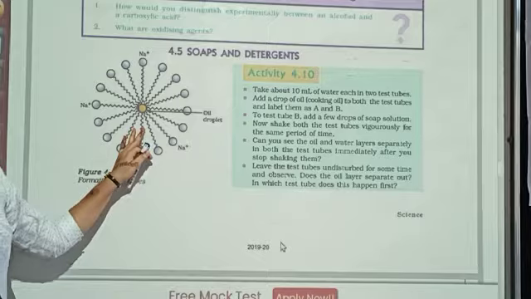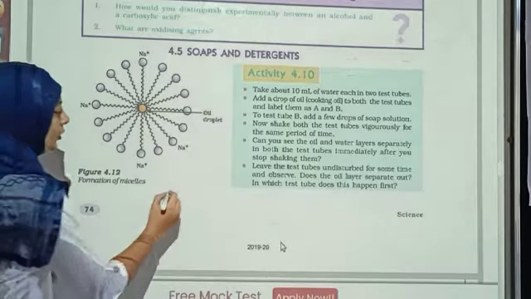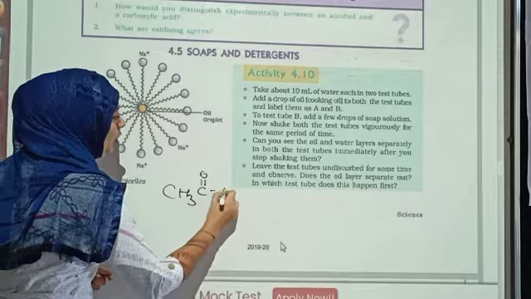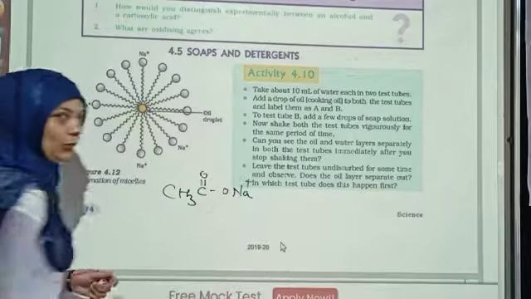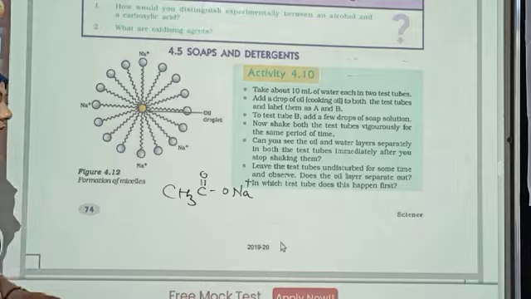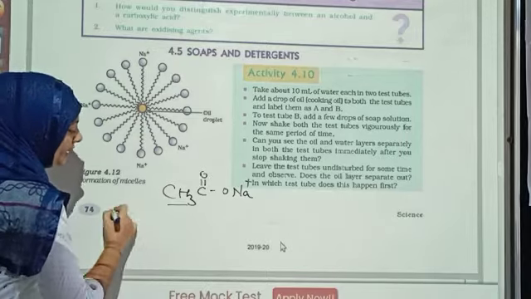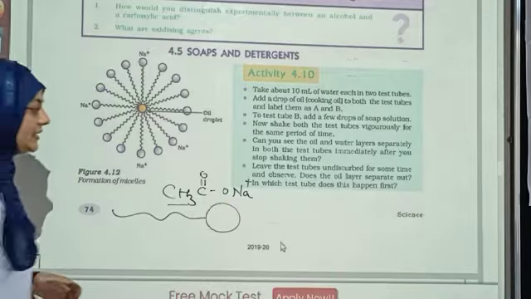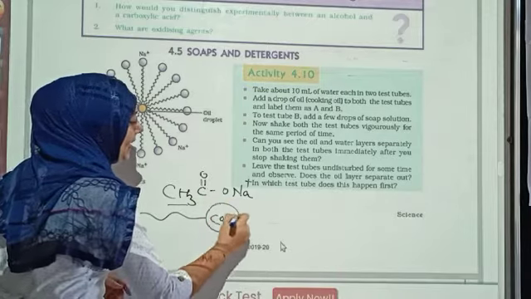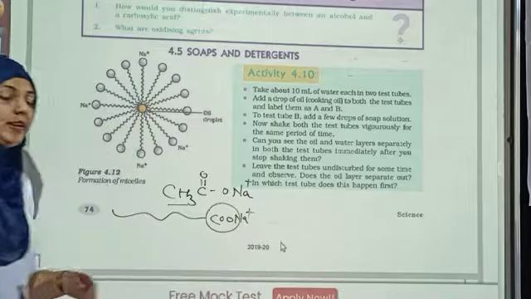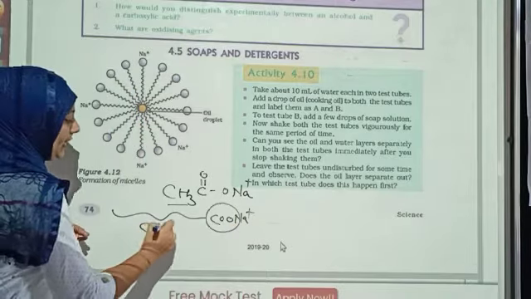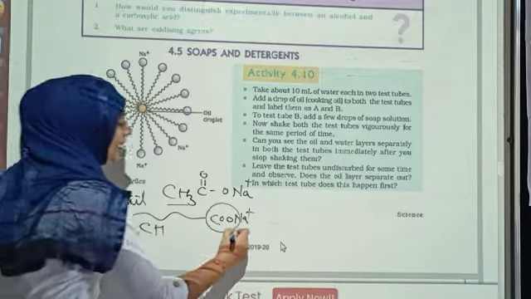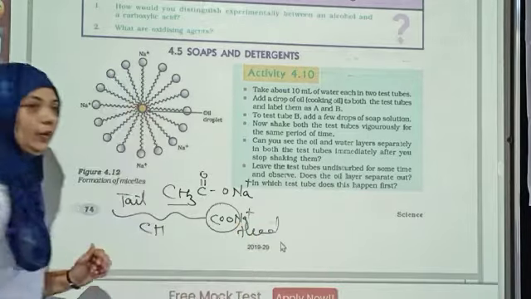Now dear student, very important one. See, as I told you, CH3, C double bond O, O, Na. This is your soap molecule. The carbon and hydrogen long chain has this type of structure which contains COO, Na plus. So dear student, one part is the carbon and hydrogen long chain. This is the tail and this is the head. Tail and head part. Okay.